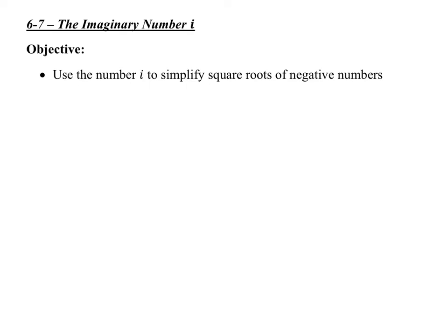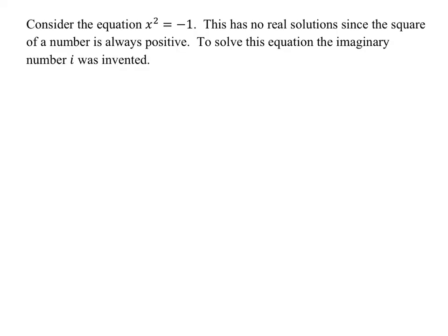So what we're going to look at today is, first, where did it come from? And then second, what are some tricks or some patterns to pick up on? So consider the equation where you have x squared equals some negative number. Doesn't matter what it is. In this case, negative 1 we'll look at.